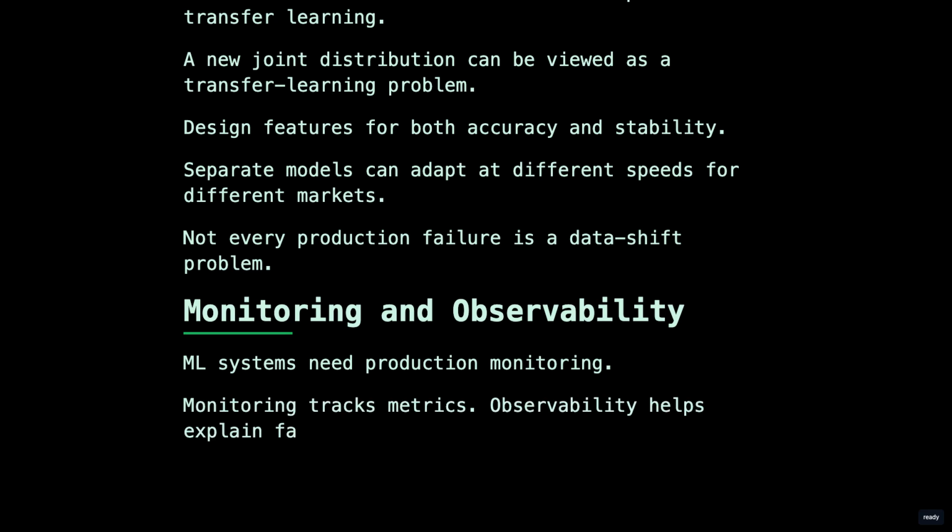Monitoring tells you that something looks wrong by tracking numbers and logs over time. Observability gives you enough internal visibility to investigate why it went wrong, and instrumentation is the work of adding timers, counters, and logs so that visibility exists in the first place.